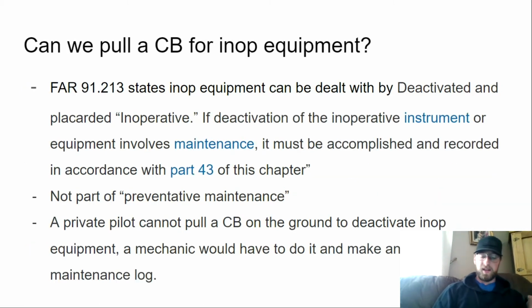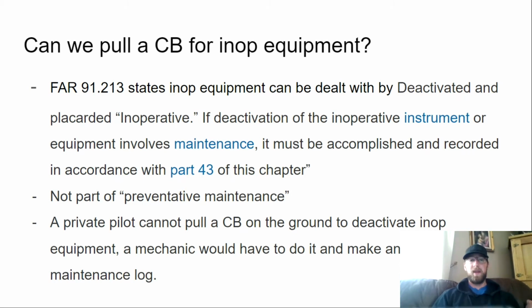A good question that comes up, and this could potentially come up on a check ride or stage check, is can we pull a circuit breaker to deal with inoperative equipment? So the scenario is you get out to the airplane and something is inoperative. It's not required by 91.205 or the TCDS or any of the supplemental type certificates or an AD. So we refer to FAR 91.213, which states inoperative equipment can be dealt with by deactivating and placarding inoperative.